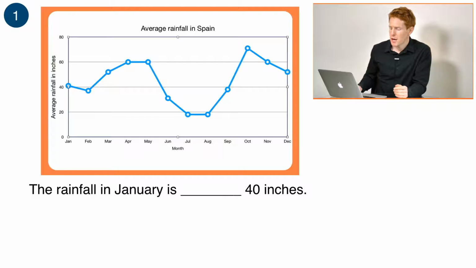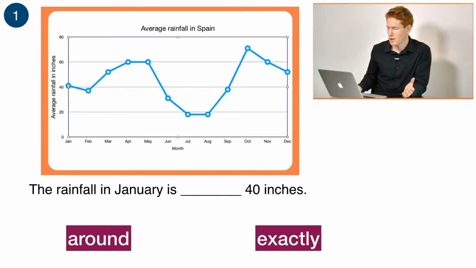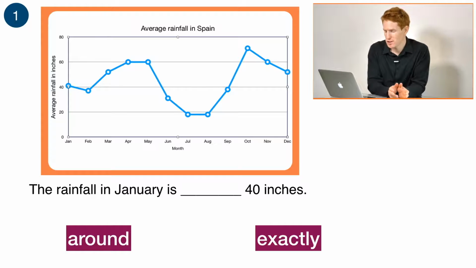The rainfall in January is 40 inches. And we've got two options. Around or exactly 40 inches. So, have a look at January and look closely. Is it around 40 inches or exactly 40 inches?